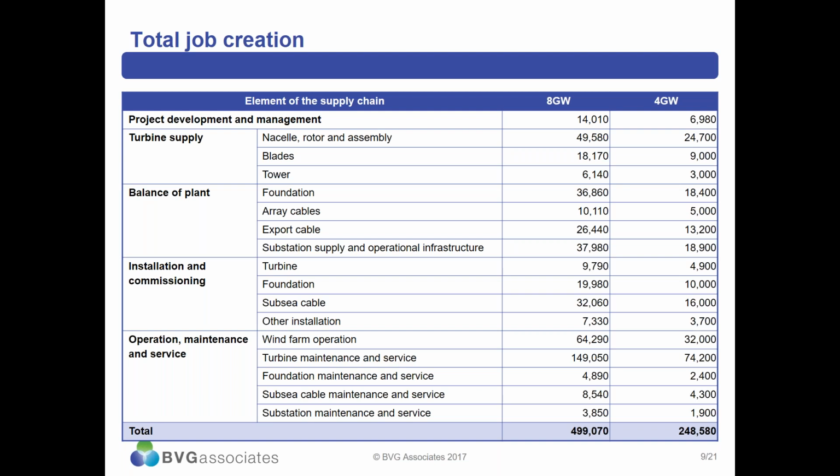So for the 8 gigawatt scenario, we're talking about 500,000 jobs over the life cycle of those wind farms, and half that, as you might expect, for 4 gigawatts. I won't go through those numbers in detail, but I'll pick out turbine maintenance and service, and wind farm operation as being really key numbers in terms of jobs. And obviously the turbine itself creates large numbers of jobs, as you can see, but you'll get these slides so you can look at these numbers in more detail at your leisure.